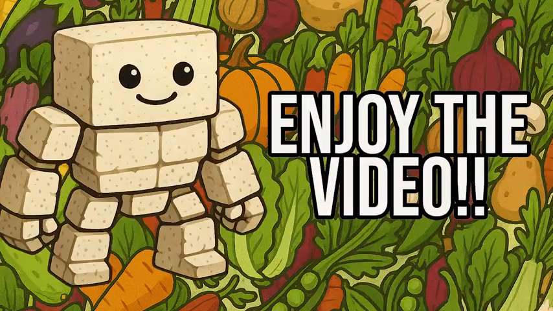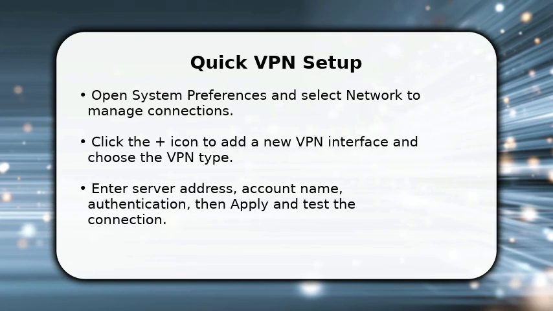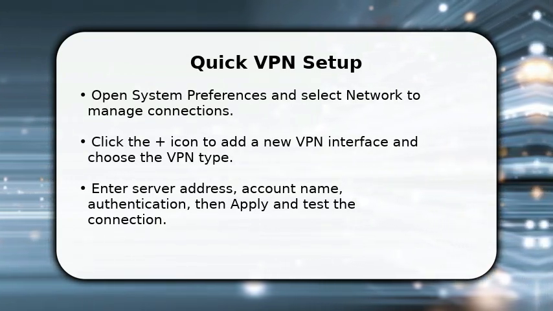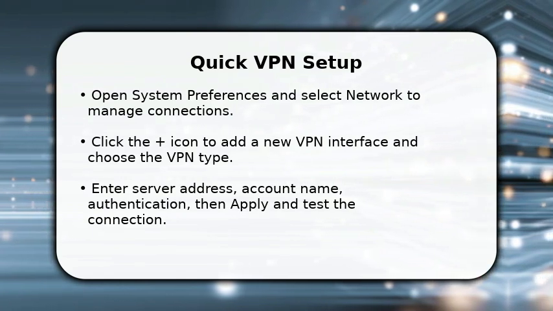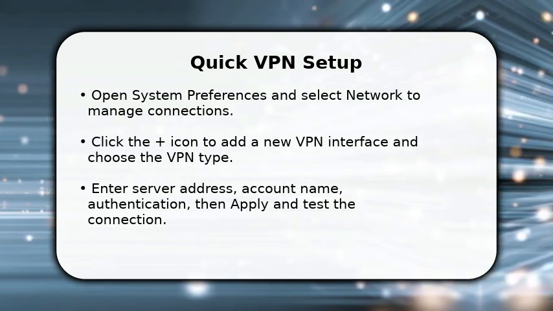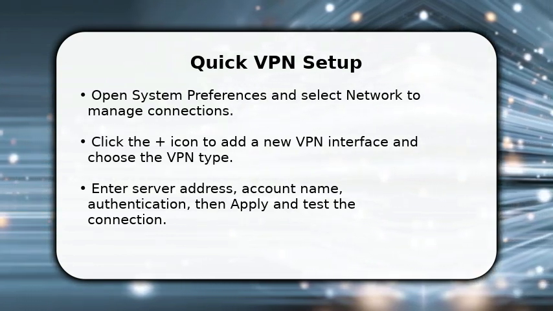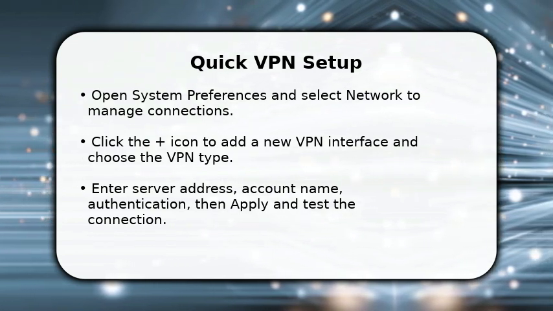In this video, I will show how to use Mac VPN only way. Open System Preferences, open Network, click the plus to add a VPN interface, choose the correct VPN type, enter the server address, account name, and authentication details, then apply and connect to verify the tunnel.